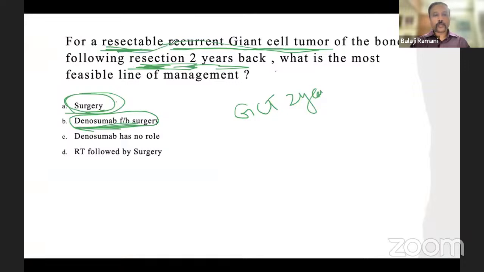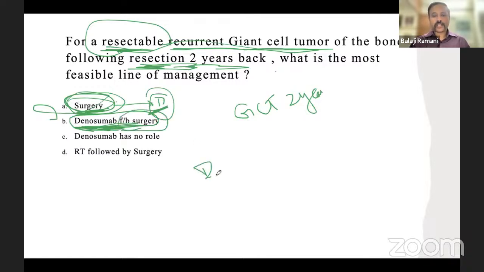On the other hand, if it is resectable, the option is always going to be surgery, and then you can go on to give denosumab plus or minus. Even here, denosumab is not the standard option. That was the option which was given in the exam, but I changed it because surgery is going to be the main treatment option. Generally, denosumab is not used for prevention. What is done is, in case it is unresectable or borderline resectable or high morbidity will be there, in such cases you will go for denosumab and then follow it up by surgery.